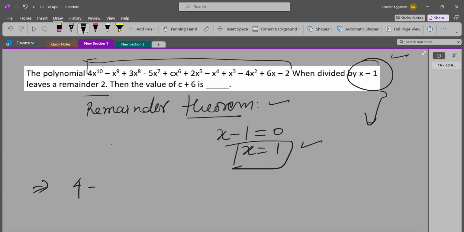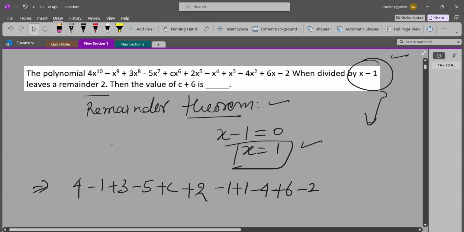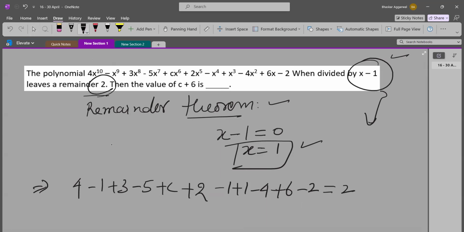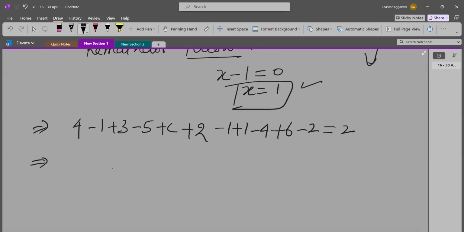So 4 minus, from this step I will get only 1. From the next step I will get plus 3. Next minus 5. Next plus c. Then 2 from here. Then minus 1 from here. Then plus 1 from here. Then next is minus 4. Next is plus 6. And then next is minus 2. So the sum of all these coefficients should be equal to the remainder, which is 2. So that is the remainder theorem, and more or less the question is solved.